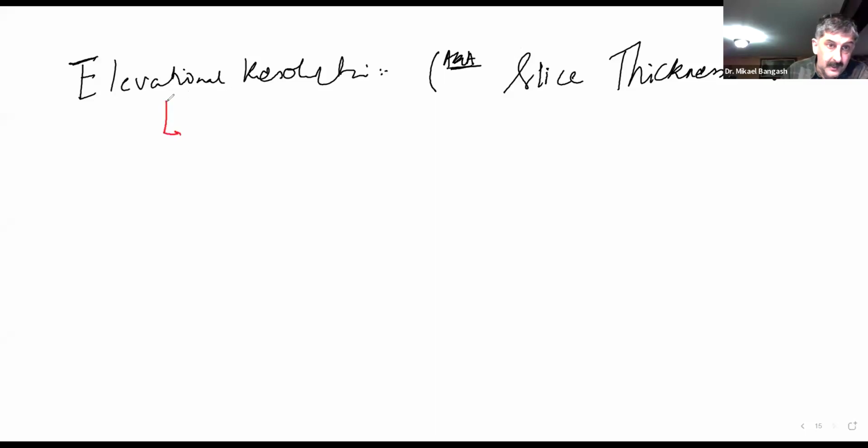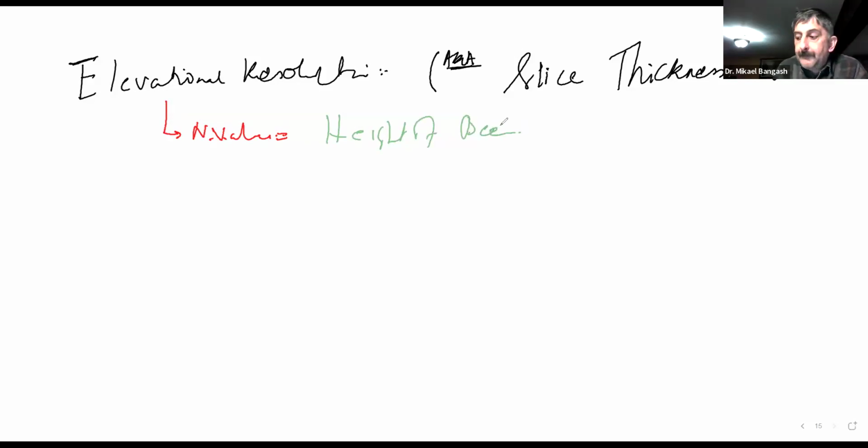What was the numerical value for this one here? What was the numerical value of your slice thickness or elevation resolution? The height of the beam. Exactly. Very good, Jim. It was going to be the height of the beam.